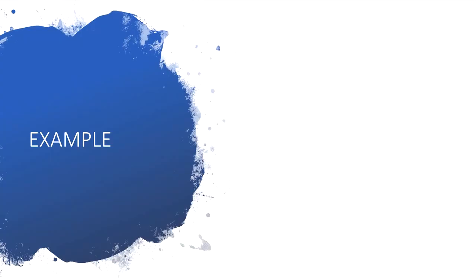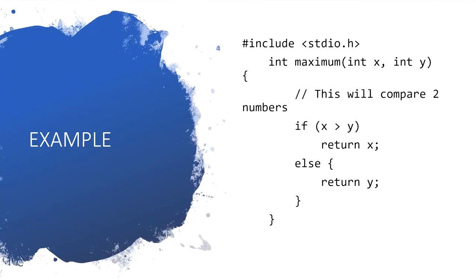Now let us see another example. This is a sample program. From this program we are going to find out how many tokens would be formed. First statement, hash include stdio.h. This is a preprocessor directive. Preprocessor directives will be ignored. They won't be considered as tokens.